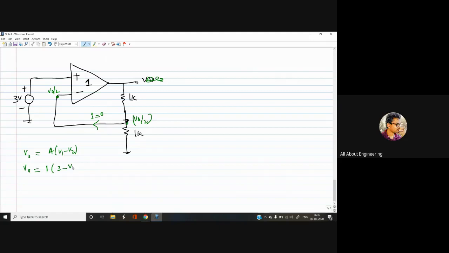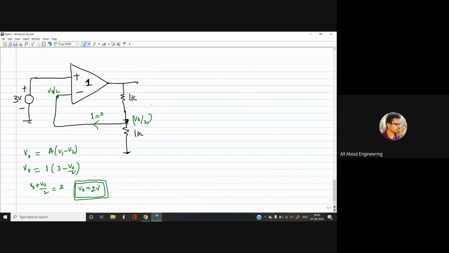So V naught equals 3 minus V naught by 2. Now, if you solve this, V naught plus V naught by 2 equals 3. So 3 V naught by 2 equals 3, and V naught would be 2 volts. So this would be your answer. But for getting this 2 volts output, how this computation would occur in real life, what this device will do in real life, is an important thing if you can focus. That is the thing I'm going to explain.